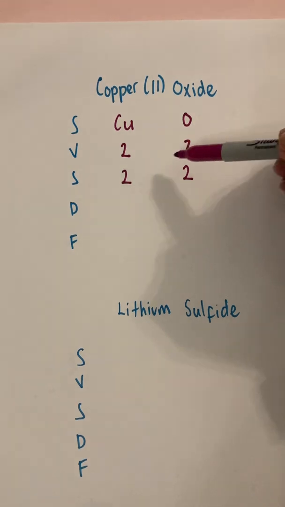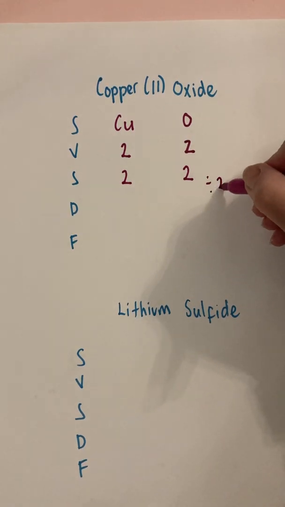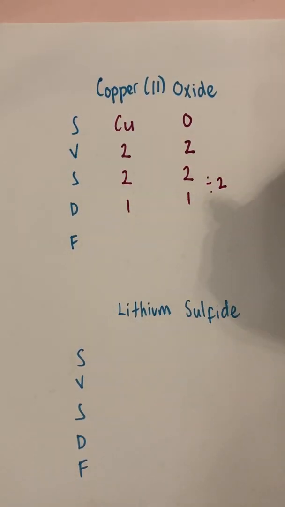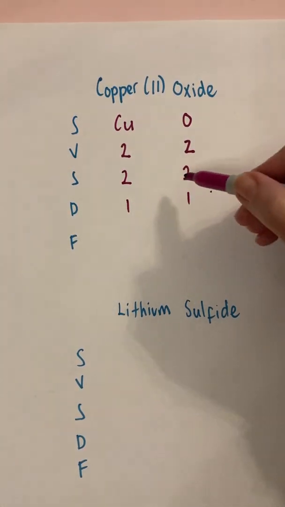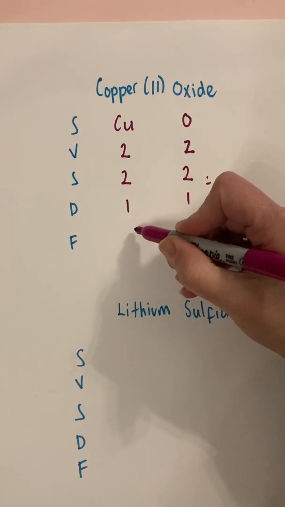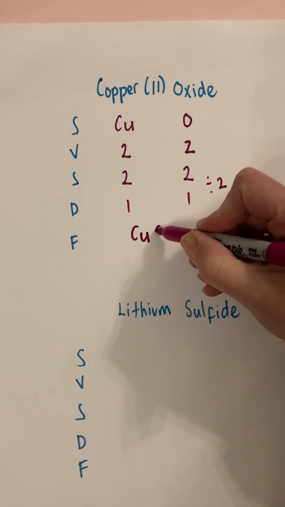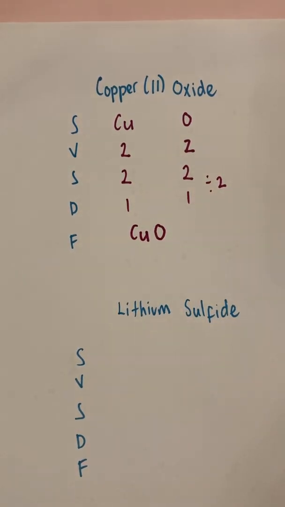Whenever you've got the two numbers the same, you can always divide and take them to a 1-to-1 ratio. That's the same in any example. It's 3 to 3, 4 to 4. So therefore I have 1 copper and 1 oxygen.